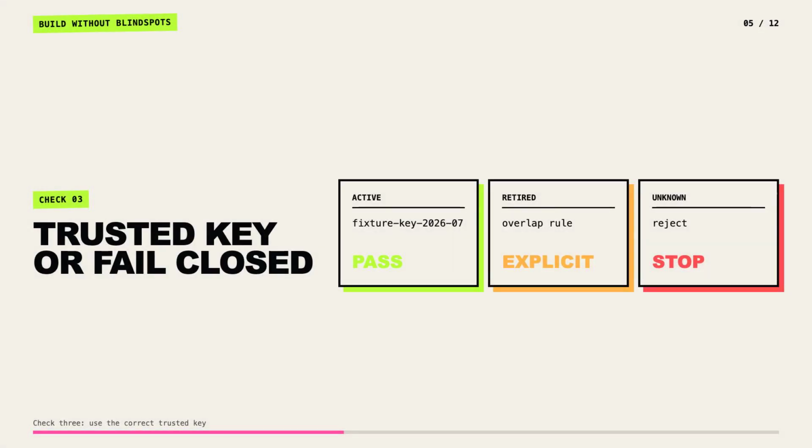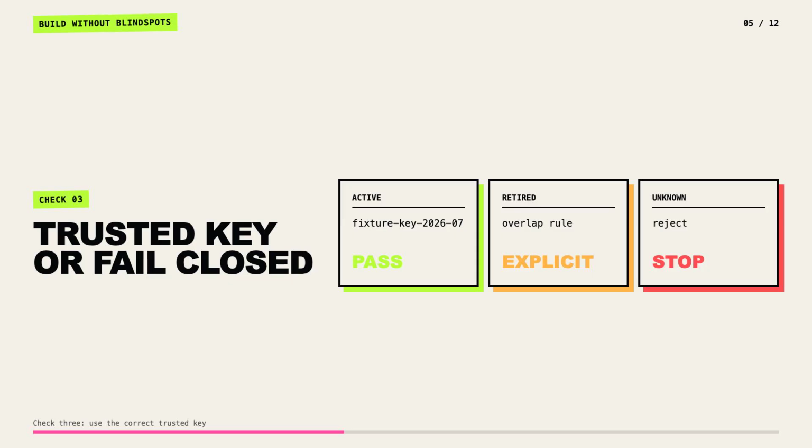Check 3 is key trust. A valid signature proves nothing if you accept a key from an untrusted place. The verifier needs a trusted key configuration or a trusted issuer metadata path. If keys rotate, the server may use a key ID to select among known public keys, but that identifier is still untrusted input. It must not become an arbitrary file path, database query, or URL fetch.